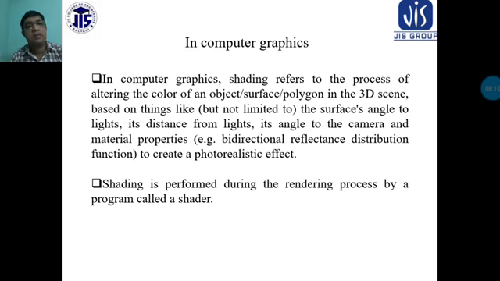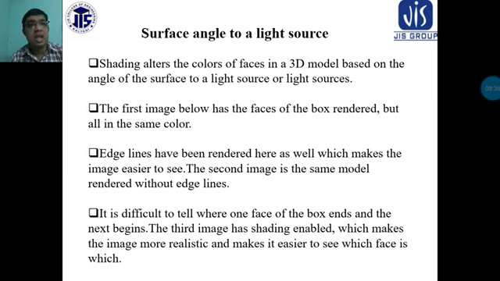Suppose you can see the different programs in computer graphics. On some parts you have to give one color, and on other parts you have to give another color. These differences can be done very easily in the program settings, by using the shader. And surface angles to a light source come into play here.